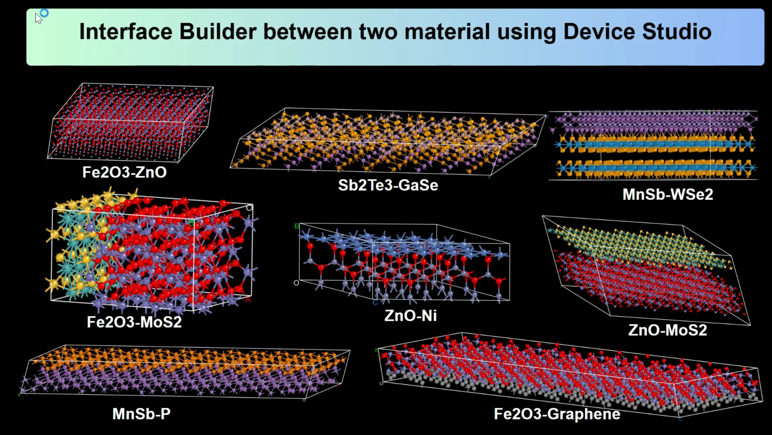Hello everyone. In this video, we go through the interface builder of Device Studio GUI, where we can create an interface between two different materials. You can see the interface between Fe2O3 ZnO and ZnO nickel, Fe2O3 MoS2 and Fe2O3 graphene.